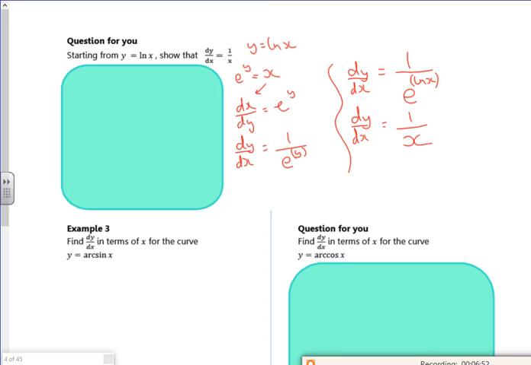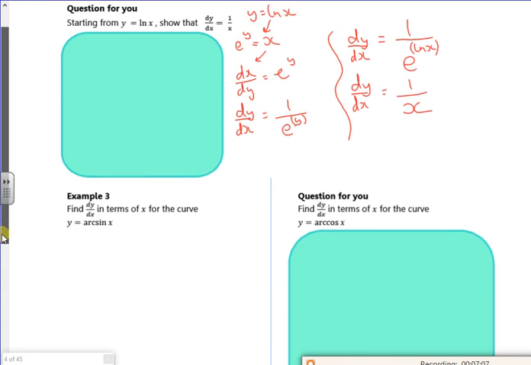So I transformed y equals log x into e to the y is x. And then I differentiated it. So dx by dy is e to the y because e doesn't change. And then flip it. So it's 1 over e to the y. But y is log x. And it all falls out.